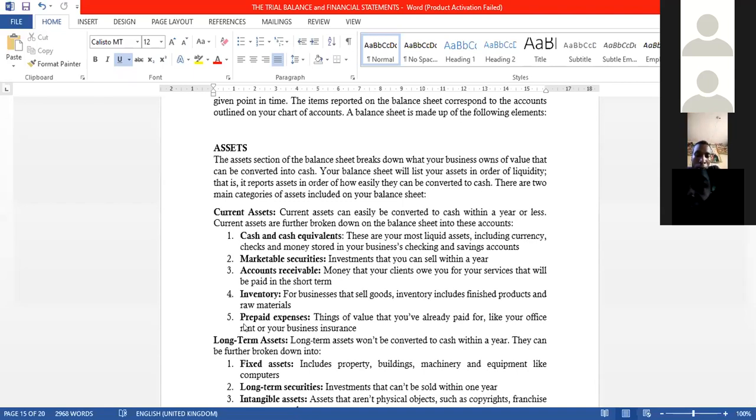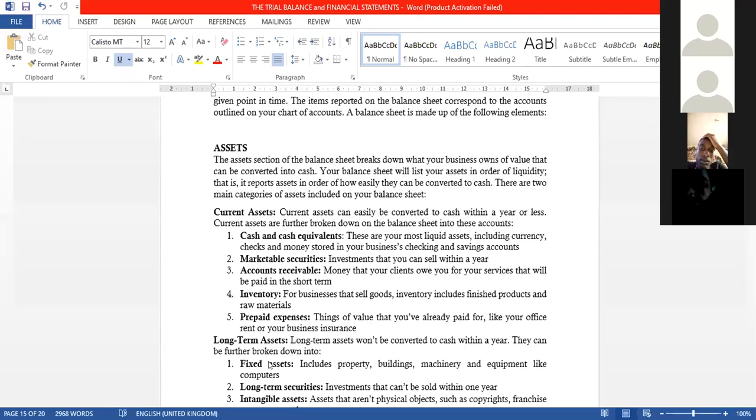That money that belongs to the rent for next year has not been utilized. We have not used it. And therefore, as long as we have not used it, it is still an asset to us. Because in case we decide to terminate that relationship, that money will be refunded to us. And therefore, it is a current asset.